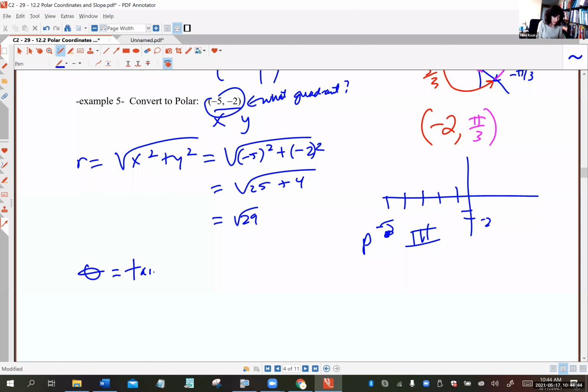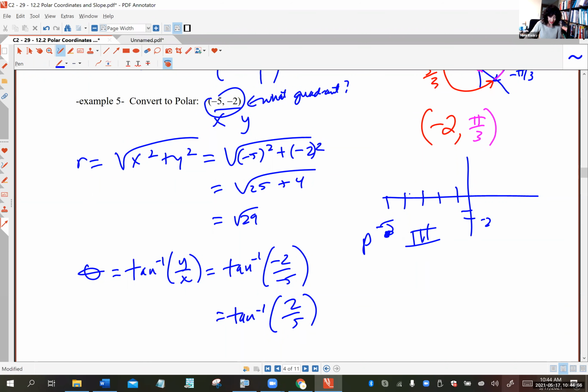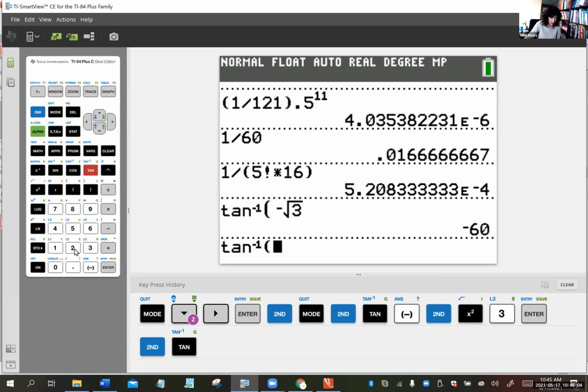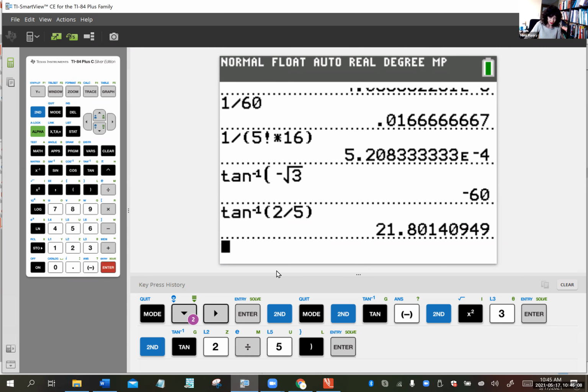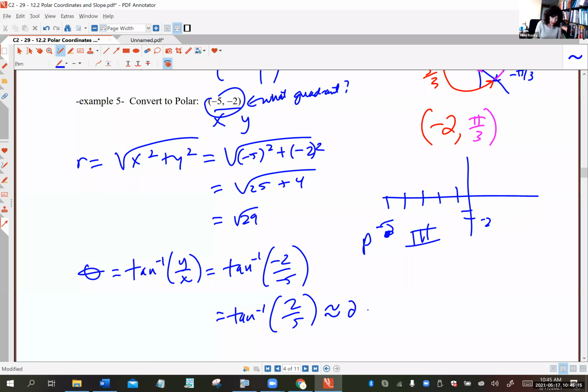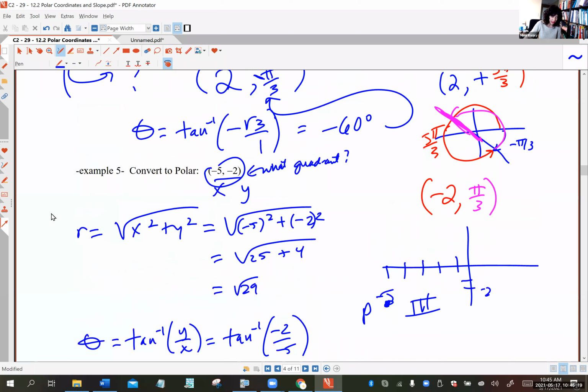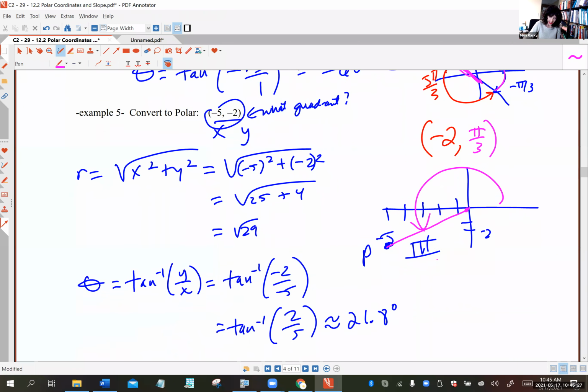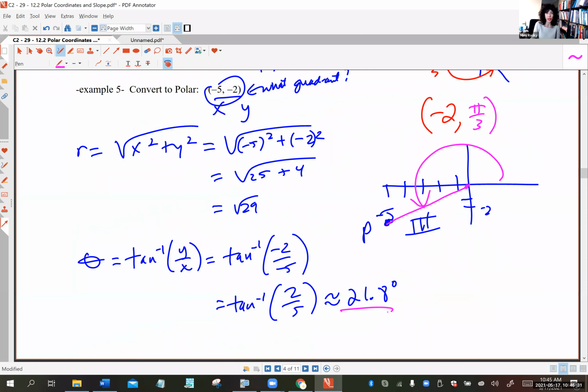Now the angle is the tangent inverse of y over x, so it's tan inverse of -2 over -5, but a negative over negative is positive, and I have no idea what this is. So that's when I have my graphing calculator and I ask, what is tan inverse of 2 over 5? It's approximately 21.8 degrees. Now, is that correct? Because if I connect this point to the pole, I hope you can see that this angle here is not equal to 21.8 degrees. The 21.8 degrees is in quadrant 1, right? And our point is located way over here in quadrant 3.